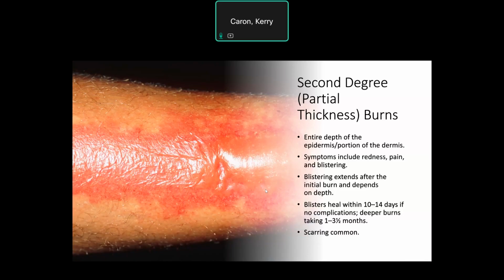Your second degree has the entire depth of the epidermis and portions of the dermis. Symptoms include redness, pain, and blistering. This can be very painful. It just depends on the depth. Blisters will heal in 10 to 14 days if no complications. Deeper burns take 1 to 3.5 months, and scarring is common here.